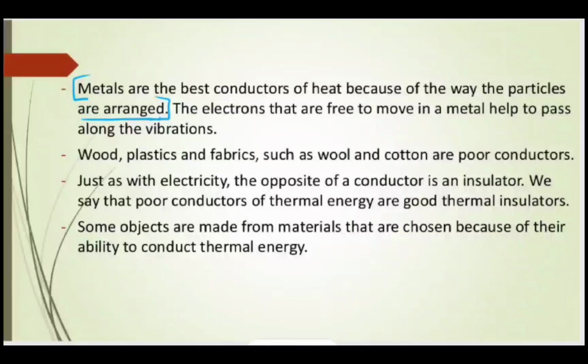Wood, plastics, and fabrics such as wool and cotton are poor conductors, so they are not very willing. Non-metals are also not willing to transfer it. They will get heated up and absorb the energy, but transferring it to another atom or particle beside them becomes a little difficult, so they are poor conductors. Just as with electricity, the opposite of a conductor is an insulator. We say that poor conductors of thermal energy are good thermal insulators. They don't let the heat go out of them.